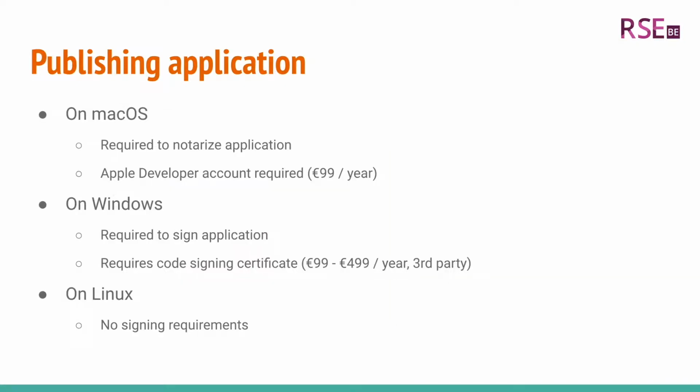A different approach for signing the application is required for both macOS and Windows. On macOS, the application needs to be notarized, which requires an Apple developer account. Such an account costs around 99 euros per year. On Windows, a third-party code signing certificate is required. These can be obtained from various certificate authorities and prices range from 99 euros to 499 euros, depending on the type and the trust level of your certificate. No code signing mechanism is active on most popular Linux distributions, and no extra measures are thus required on this platform. The app will just run as it is.